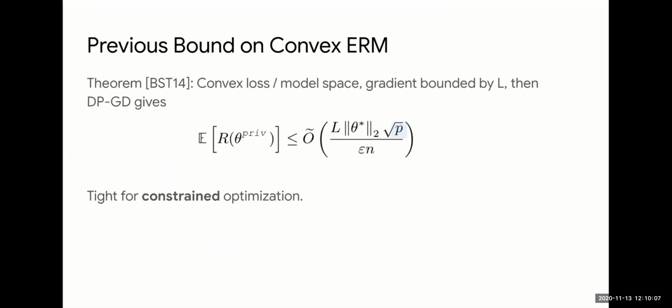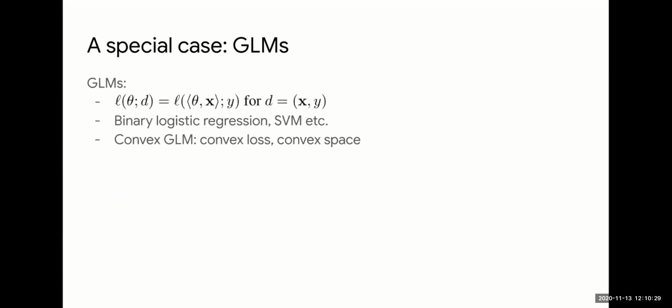So previous work shows that for convex ERM, DPGD would give an expected excess empirical risk of the order shown here. So the L is the gradient norm bound, theta star the true minimizer, P the model dimensionality, epsilon the privacy parameter, and N the number of examples. And so notice this P term here, we're going to improve upon it.